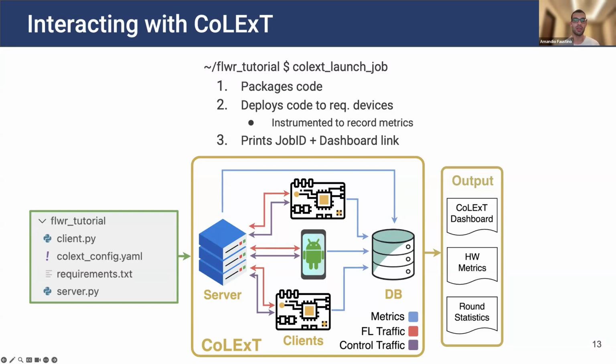And because you decorated your Flower code with the Collext decorators, that decoration instruments the code so that we collect a bunch of different metrics. So we record hardware metrics and round statistics automatically just from the two decorators. So we packaged the code, we deployed it, we're recording metrics, and printed while the experiment is running, you also get the job ID and the dashboard link that you can access to monitor your experiment in real time.